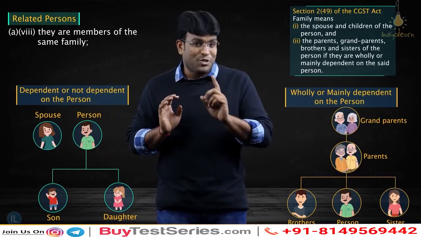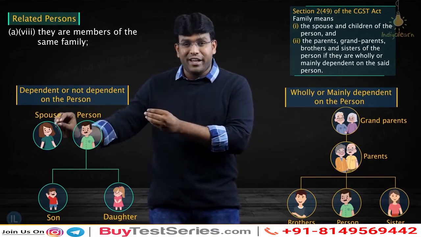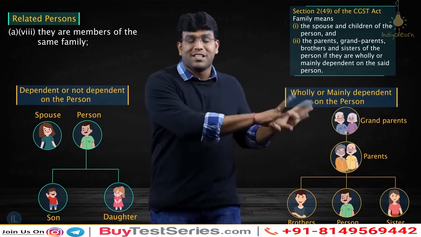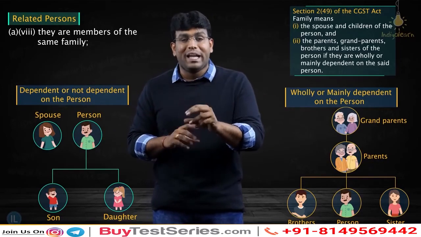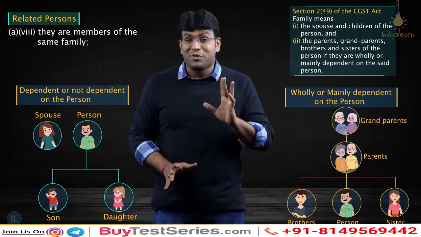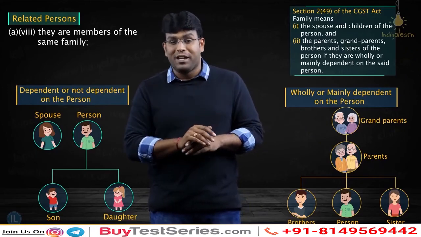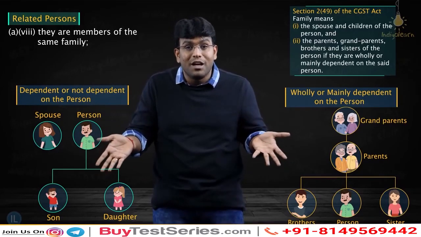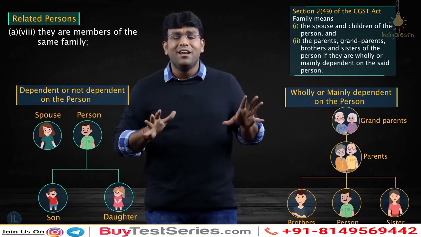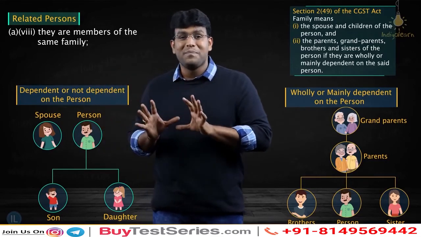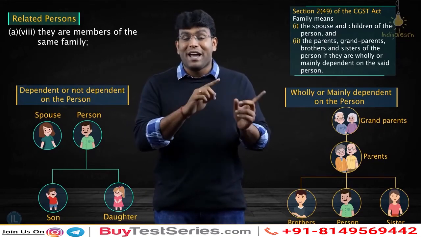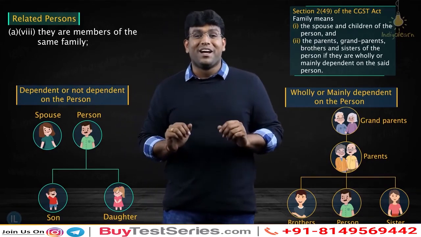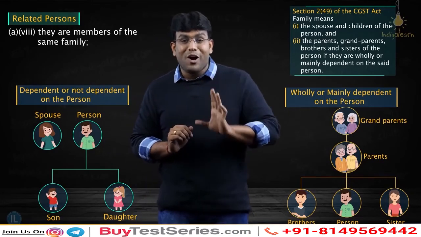Do we have clarity, my dear friends? One last time, who is family? One category is spouse and children. The second category is parents, grandparents, brothers and sisters, but they are covered only if they are wholly or mainly dependent. It's very important to keep this point in mind, because in the exam they will question you on this. They will ask, wife, not dependent, doing a job, is she a relative? The answer is yes, because spouse and children are always relative. There is no word called dependent or not there. The word dependent is there only in case of parents, grandparents, brothers, sister, that too if they are wholly or mainly dependent on the individual. That's the story of members of the same family.